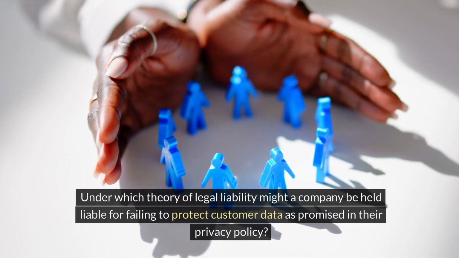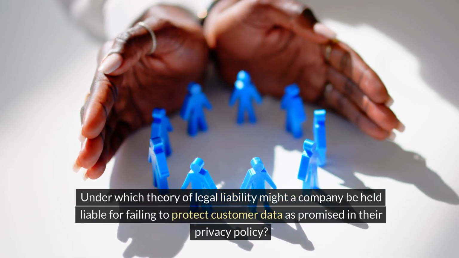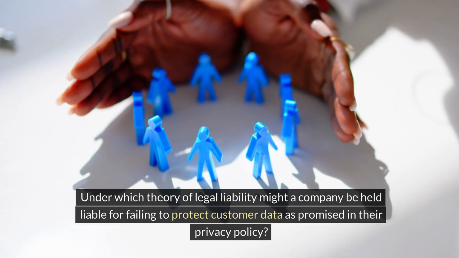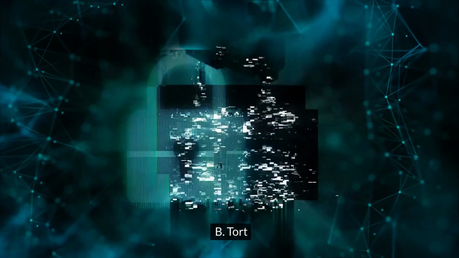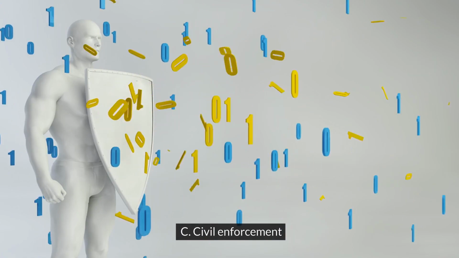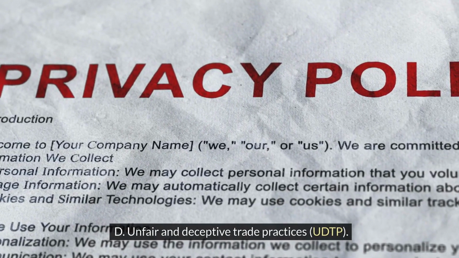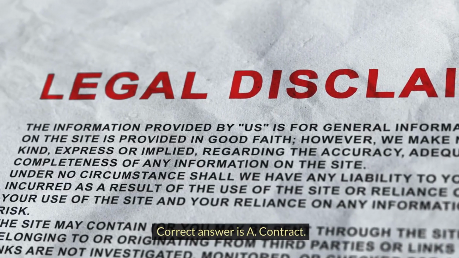Under which theory of legal liability might a company be held liable for failing to protect customer data as promised in their privacy policy? A. Contract. B. Tort. C. Civil enforcement. D. Unfair and deceptive trade practices, UDTP. Correct answer is A. Contract.